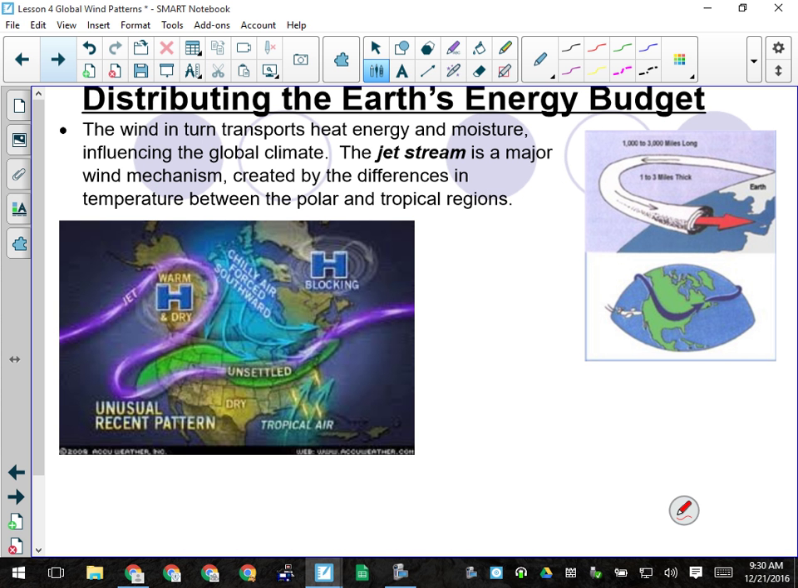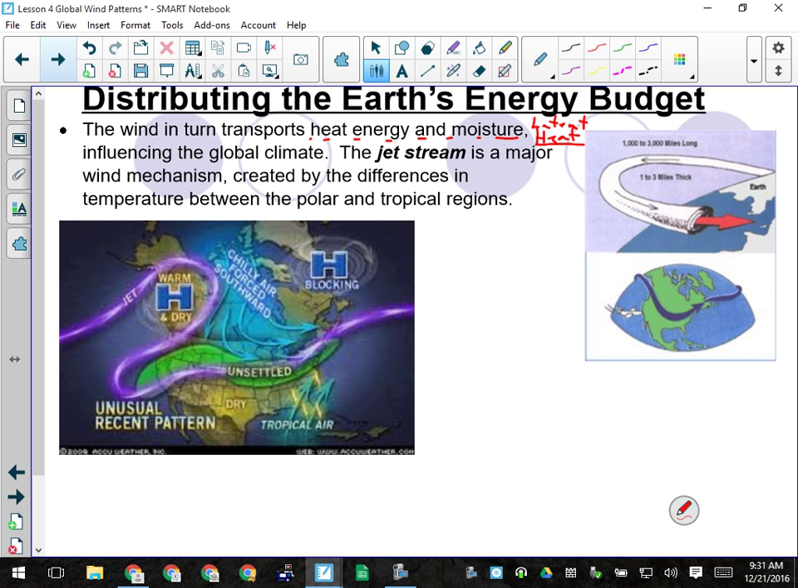All right, so wind transports heat energy as moisture, influencing the global climate. So heat energy and moisture could be sensible heat, and moisture could be latent heat. The atmosphere does not transfer liquid water from place to place. It doesn't have the ability to do that, but it moves water vapor, which can then condense.